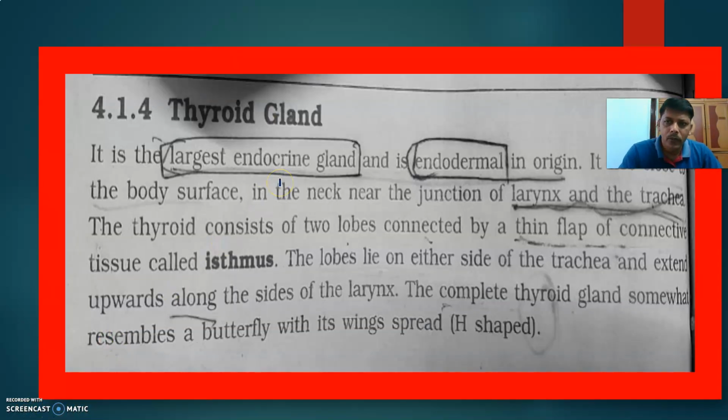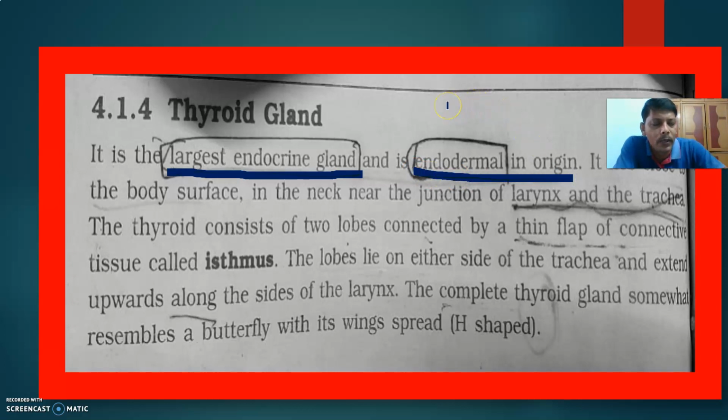In this part, we are going to learn about the thyroid gland, which is given in our state textbook. The thyroid gland is the largest endocrine gland. What is the smallest endocrine gland? The pituitary gland. What is the origin of the thyroid gland? Endodermal. What is the origin of the pineal gland, hypothalamus and pituitary gland? Ectodermal. But the thyroid gland is endodermal in origin.